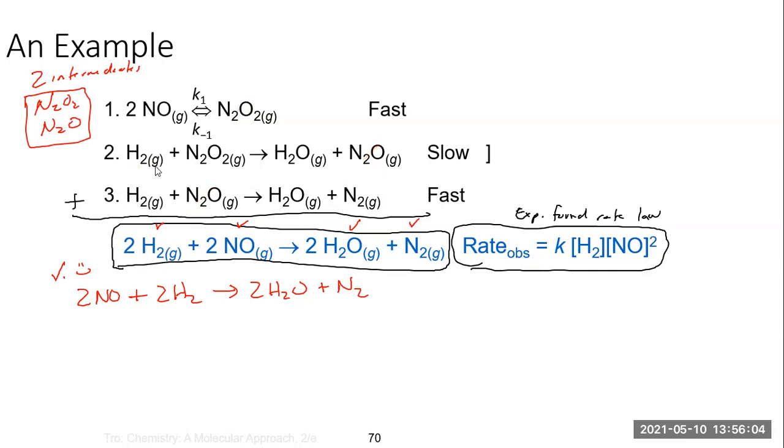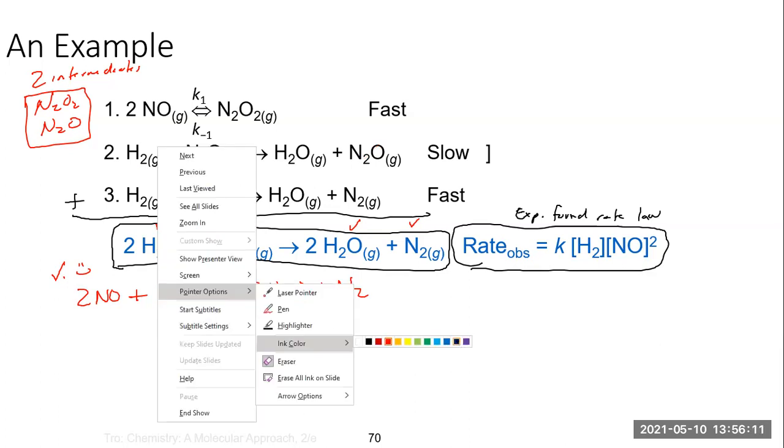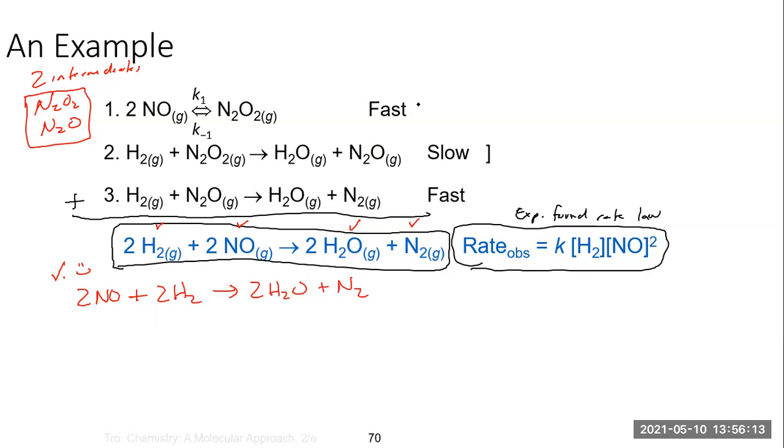There we go. So first off, we want to determine which one is the rate determining step. That's fairly easy. They were nice enough to label this step as fast, this step as slow, and this third step as fast. Because this one was labeled slow, we automatically know that is our rate determining step. That is the slow step in this mechanism. Any questions on that?